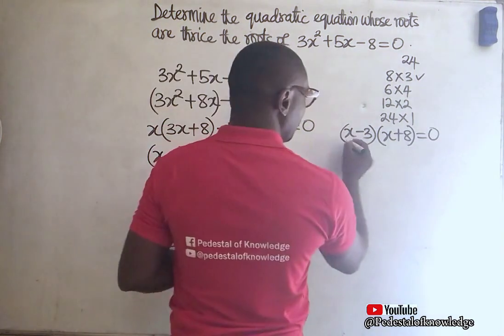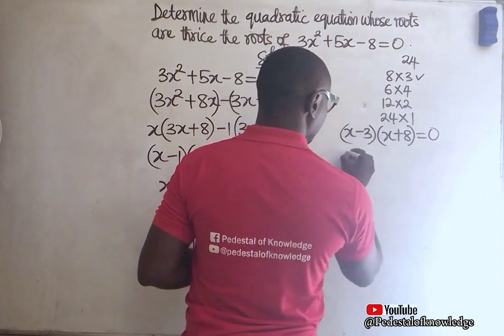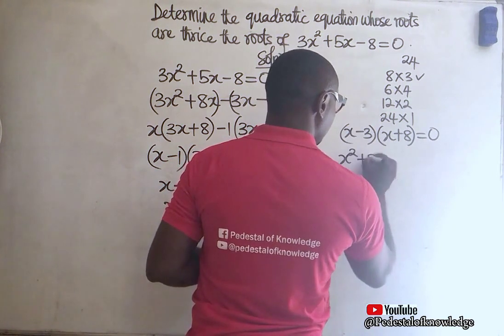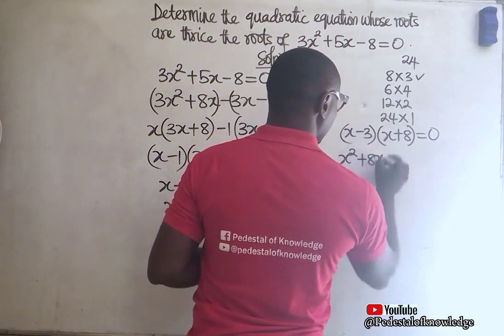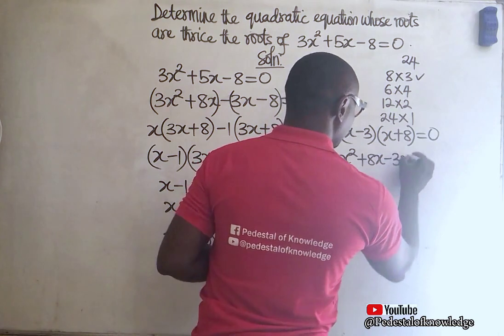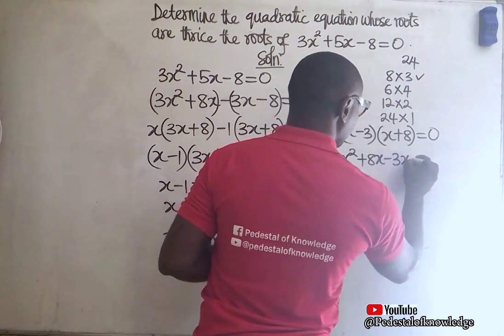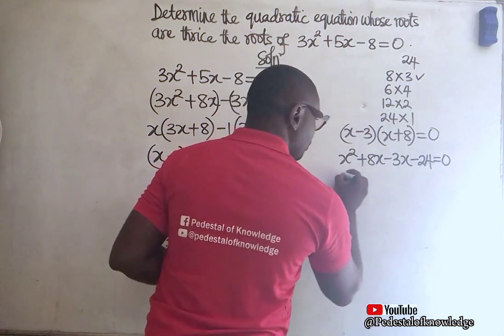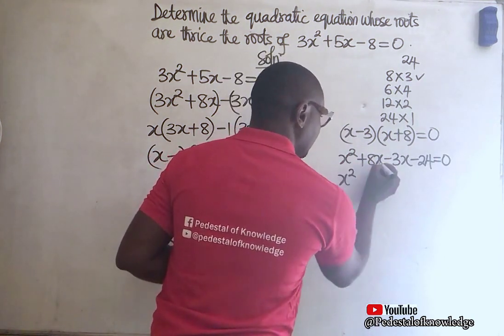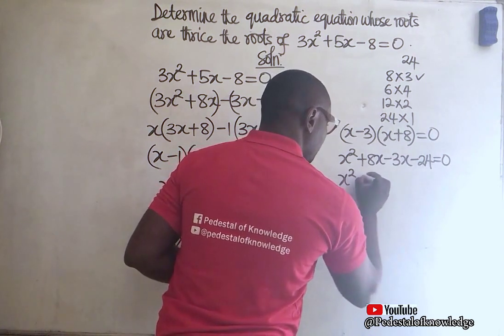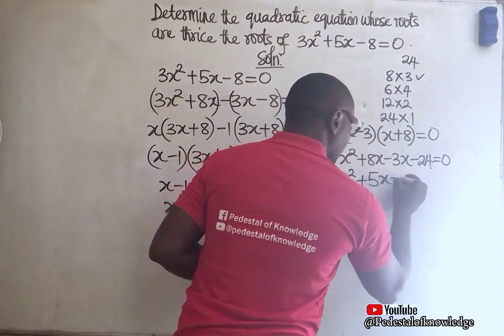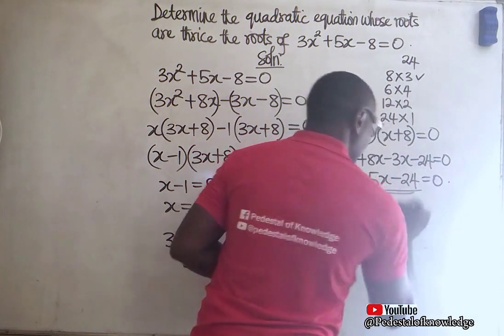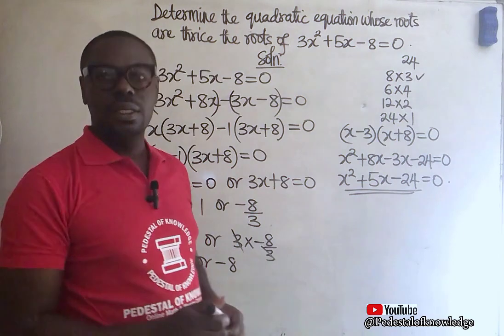Okay, so when we expand this bracket, we have x times x will give us x squared. x times 8 will give us plus 8x. Minus 3 times x will give us minus 3x. And minus 3 times 8 will give us minus 24 is equal to 0. So we have x squared. 8x minus 3x will give us plus 5x minus 24 is equal to 0. And this is the required quadratic equation.